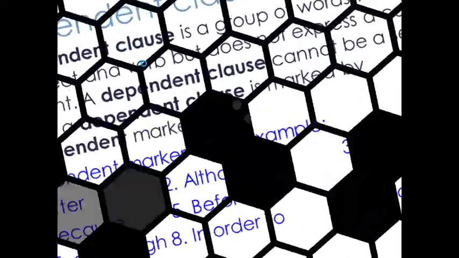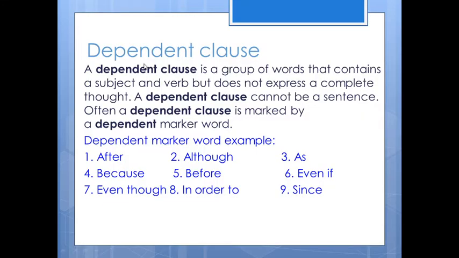A dependent clause is a group of words that contains a subject and verb but does not express a complete thought. A dependent clause cannot be a sentence. Often a dependent clause is marked by a dependent marker word. Dependent marker word examples: after, although, as, because, before, even if, even though, in order to, since, and there are many more.